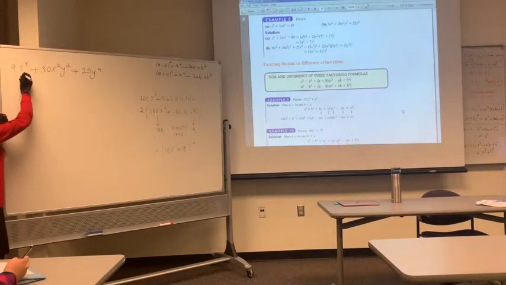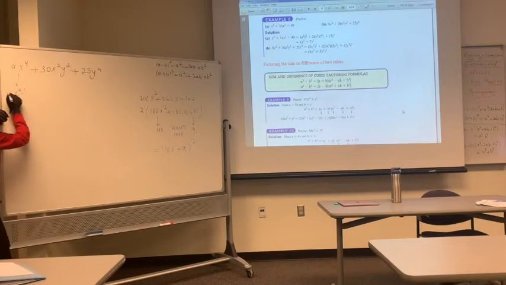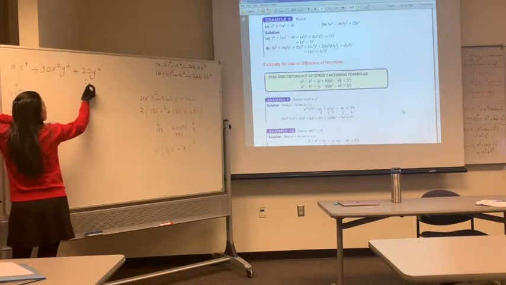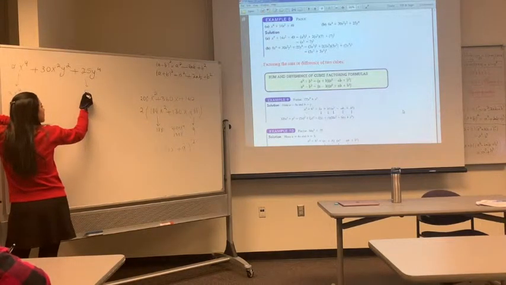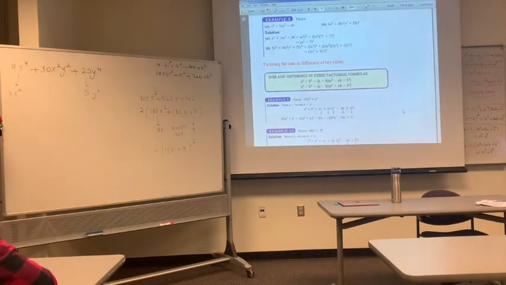This is a perfect square. Of what? 3x squared. Okay? 3x squared, power 2, will be 9x power 4. This one, obviously, we have 5y squared.